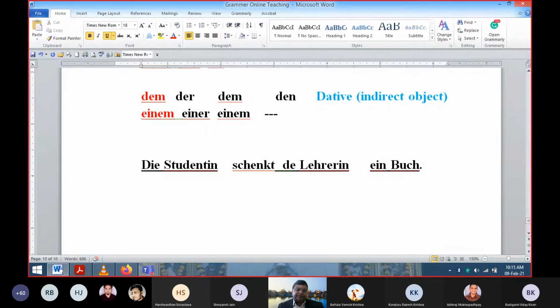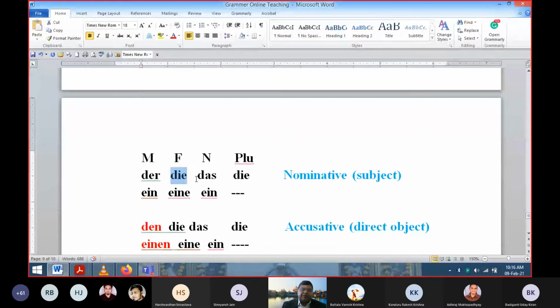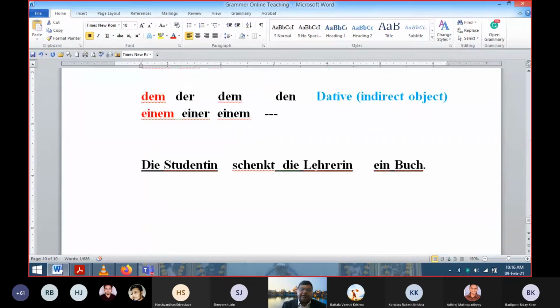Now you see, die Studentin schenkt der Lehrerin ein Buch, means the girl student is presenting a book to the lady teacher. Both the nouns have become feminine. Suppose the lady teacher is presenting a book to the girl student, then what will be the changes with the article form? Make the Lehrerin the subject. So definitely it will be die Lehrerin, because it's feminine singular.